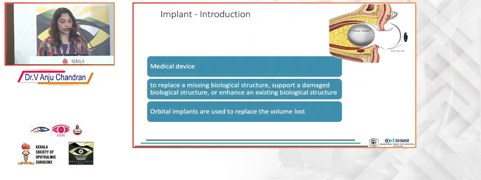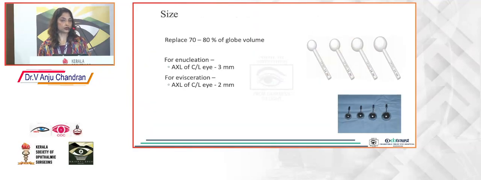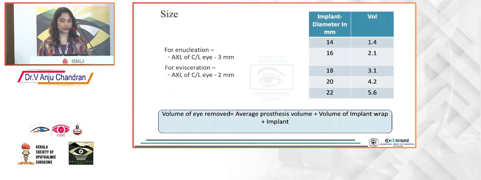So quickly about implants. So you're basically trying to replace a missing biological structure, and orbital implants are used to give that volume. So 70 to 80% of the globe volume is what you want to replace. Quick calculation would be for enucleation, axial length minus 3 millimeters, and evisceration will be axial length minus 2 millimeters. You have varying sizes that are available, which will give you an idea as to what implant size you need to put in.